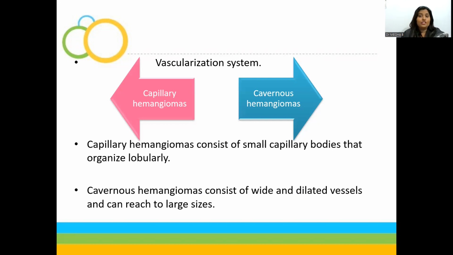Hemangiomas can be further classified as capillary hemangiomas and cavernous hemangiomas based on the vascularization system. Capillary hemangiomas consist of small capillary bodies organized globularly, and cavernous hemangioma consists of wider vessels which can reach a very large size.